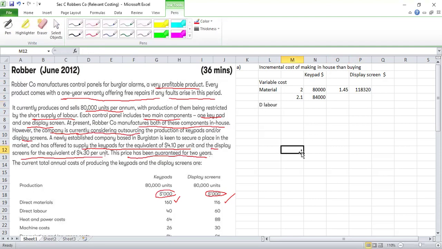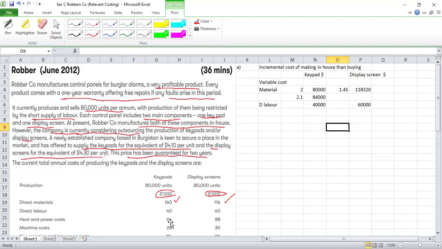Next one is direct labor. For direct labor, he is saying that there will be no change. So no change, 40,000 and 60,000. Then we have the next one, heat and power. Heat and power is what? Heat and power is having 64,000 and 88,000.